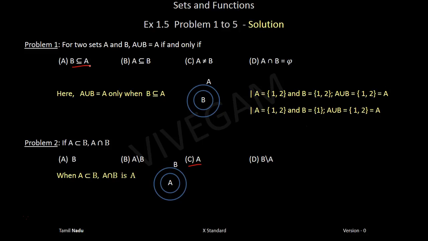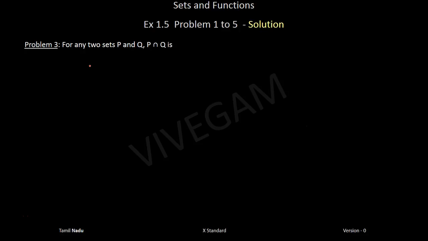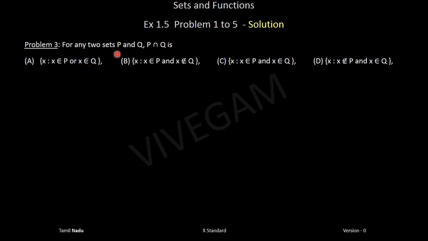So now let's go to the third problem. For any sets P and Q, what is P intersection Q? You are listing out all the elements which are common to both. In set builder notation, x is an element of P and x is an element of Q, right? So if you look at it, this is the option.